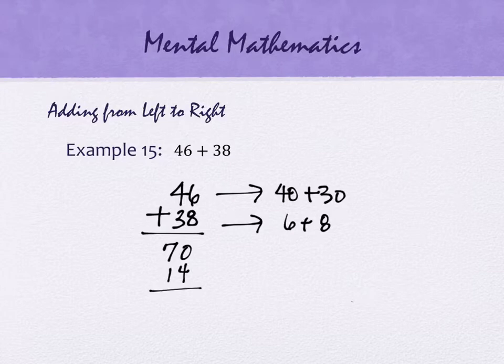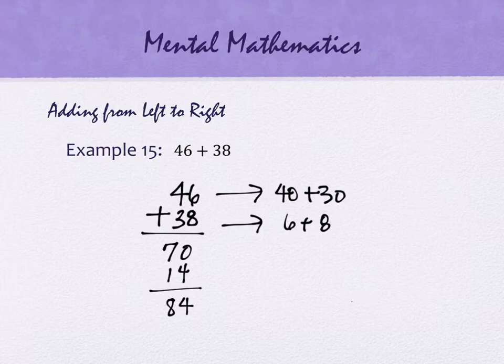Because single digits are easier for us to add together in our heads. I can add 4 and 3. I can add 6 and 8. And then I can add one more time. I've done 3 separate additions. 2 of them were single digits in my head. And the third one compiles all of it together. So 70 and 14 would be 84. Okay? So that's adding from left to right.